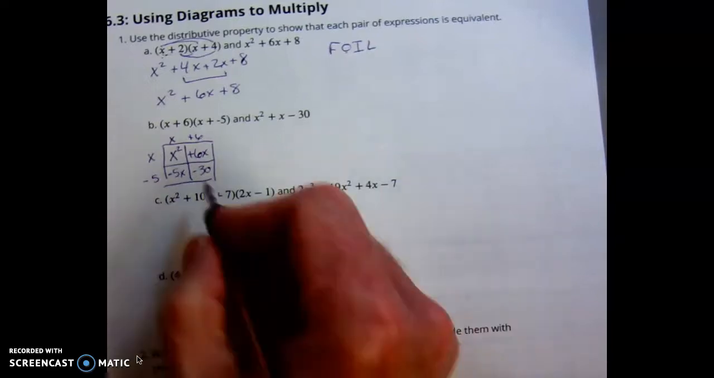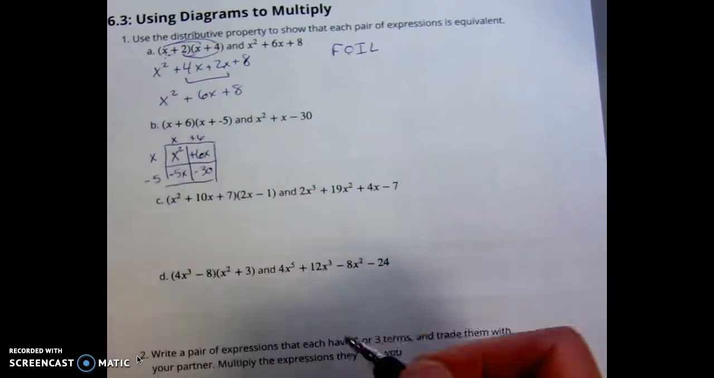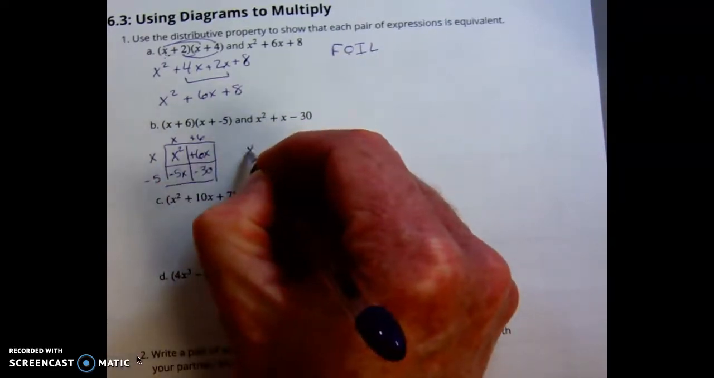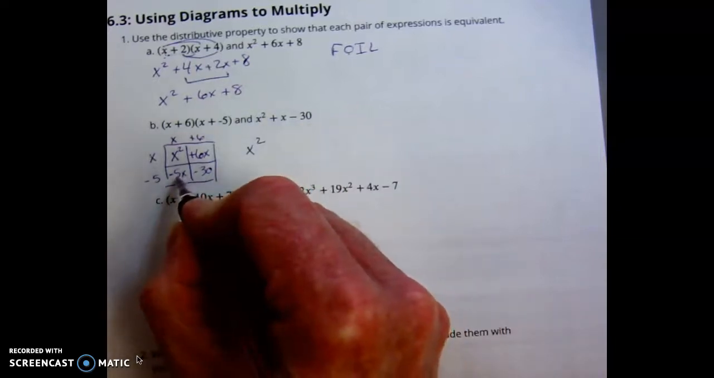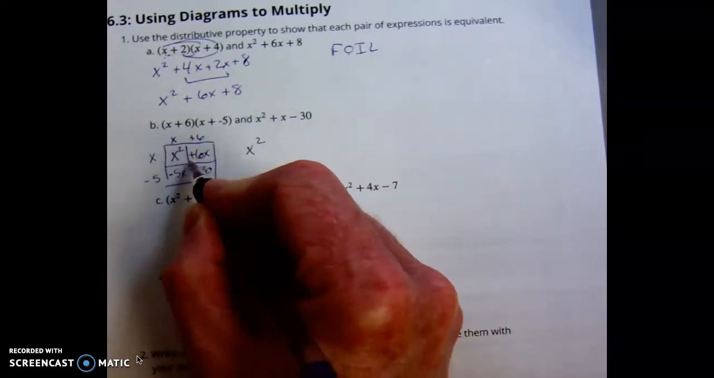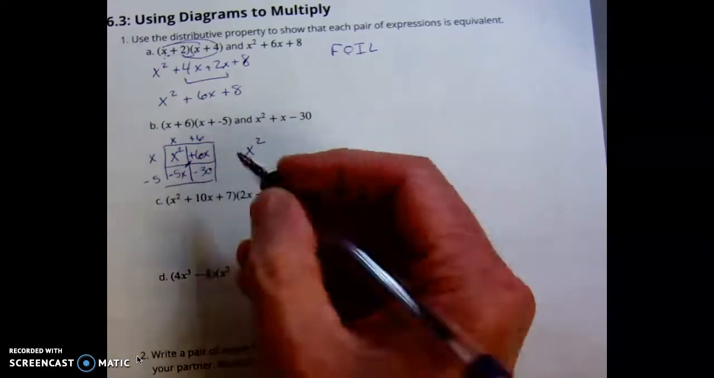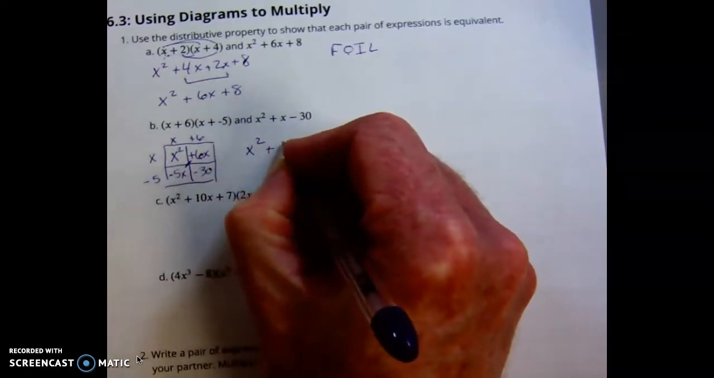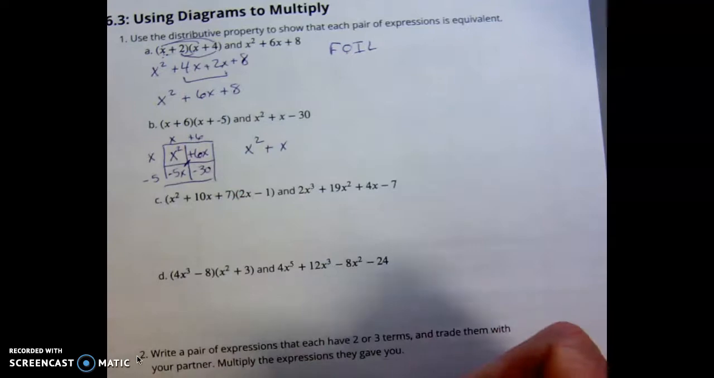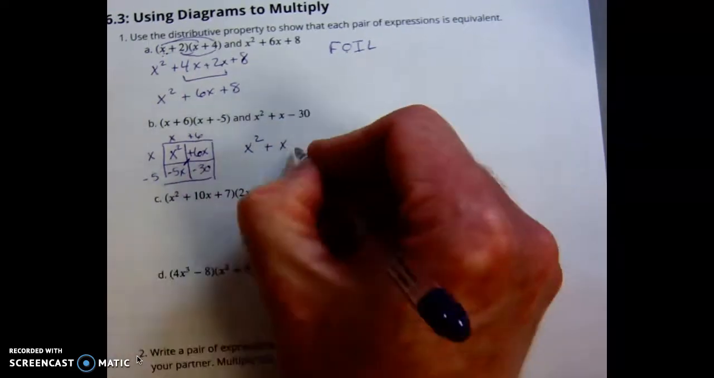Okay, now inside the box we just combine the like terms. So I've got an x squared, I've got a minus 5x and a plus 6x, and usually they're going to be on a diagonal. So that's plus 1x, which we can just write as x because the 1 would be implied, minus 30.